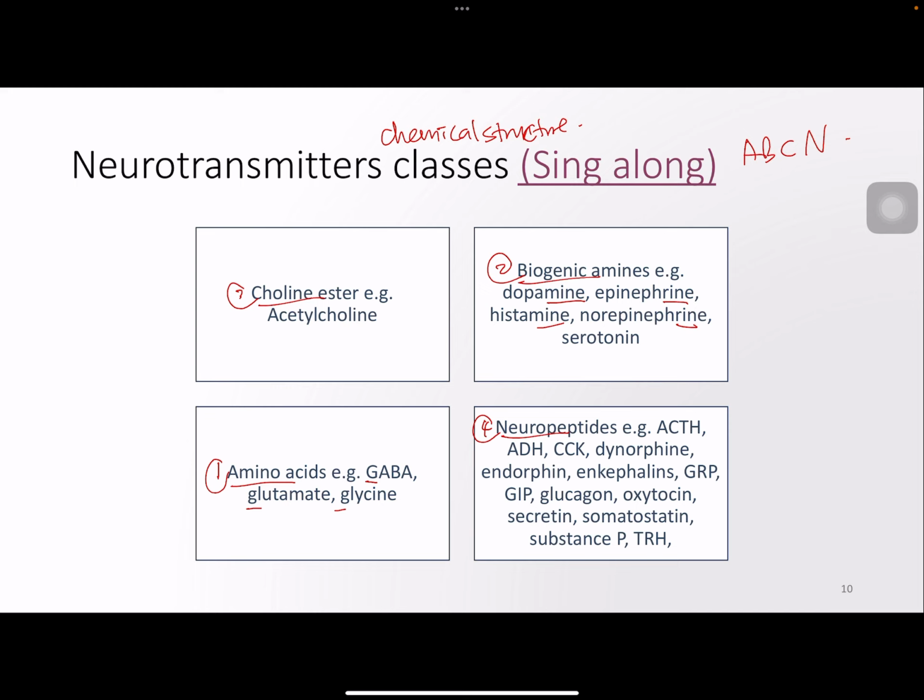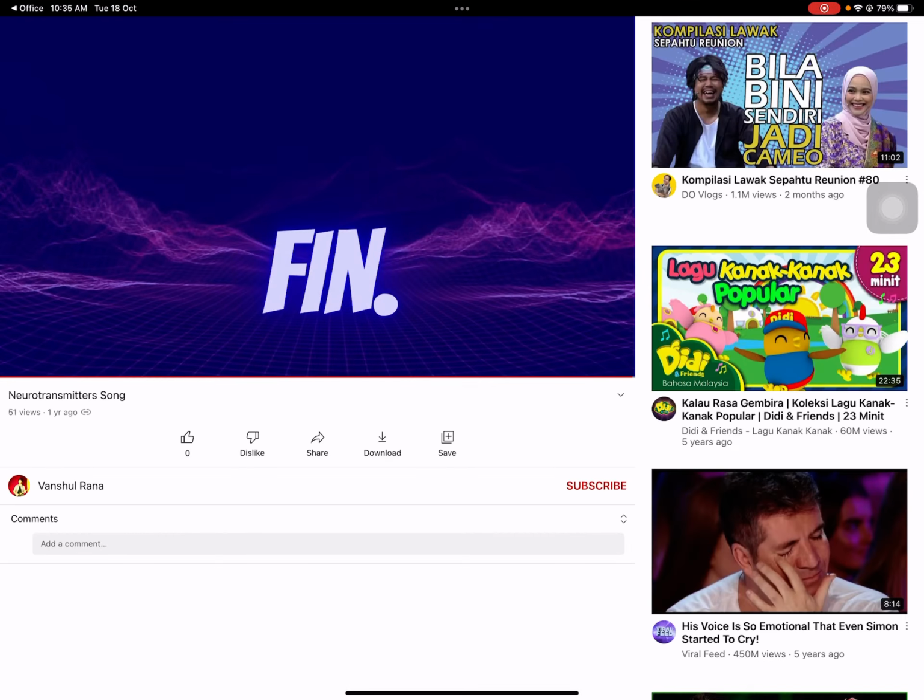Now, when you're learning physiology and pharmacology afterwards, you'll be expecting to come across acetylcholine a lot, okay? And the final category is the neuropeptide. So these are the other neurotransmitters that are not classified as the three above. Now let's have a look at this song that is produced by the medical students in one of the IPT.